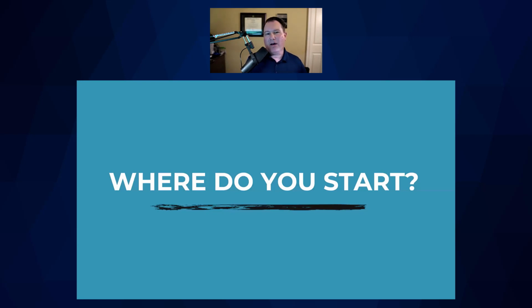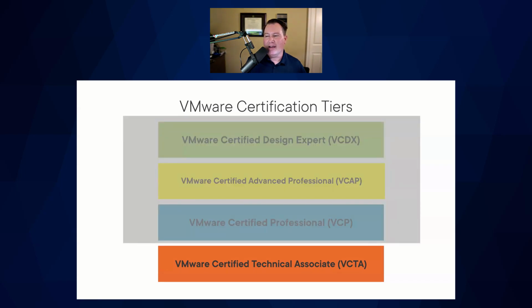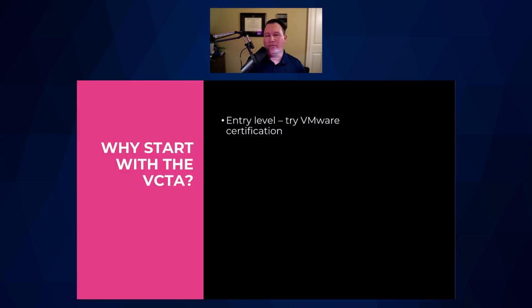So with that in mind, I guess the next logical question is, where do I start? If I'm new to VMware certification, how should I get started? I mean, you have all these different certifications in the 4-layer cake. I would recommend just ignoring those. Start with a VMware Certified Technical Associate, assuming you're relatively new to VMware. And so why start with a VCTA?